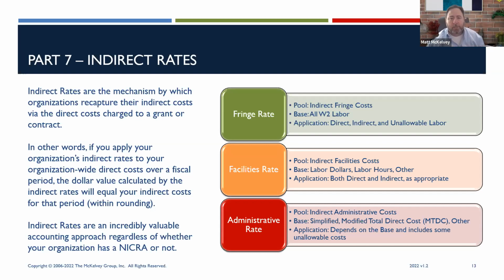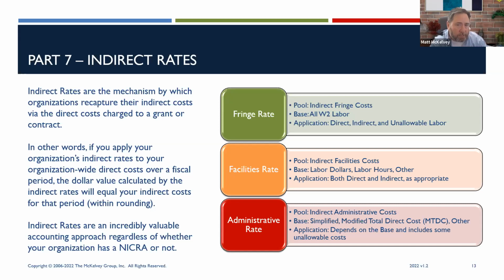So fringe is one of the first things I recommend you do. If your chart of accounts has fringe costs spread everywhere else, group them together. If you group them all together, have a total fringe cost for the pool, and a total labor cost for the base, you can use your indirect rates day in and day out. Okay. Any questions on fringe?